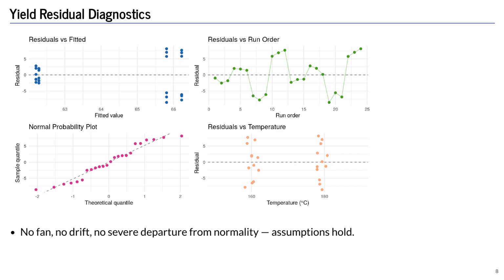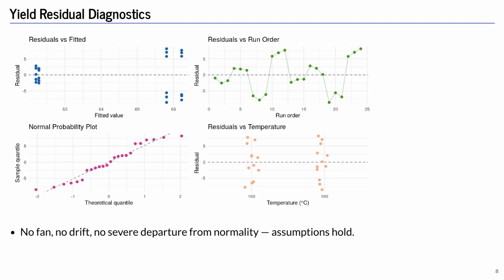In the run order plot, there is no upward or downward drift across the 24 runs. The process was stable throughout the experiment. The normal probability plot shows the points tracking the diagonal closely, which is about as good as you can expect with 24 observations. Normality is plausible.